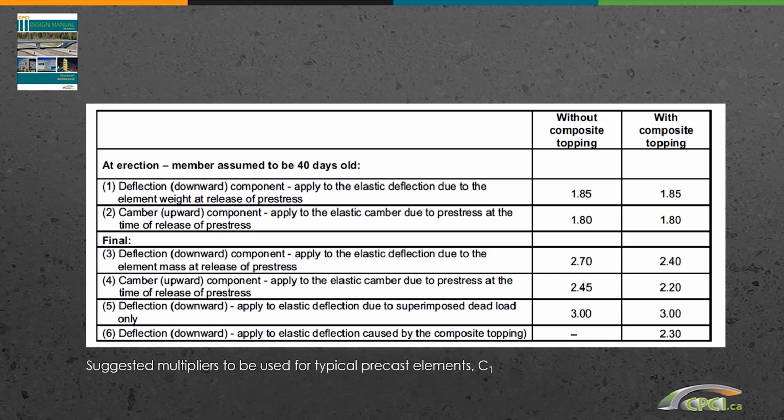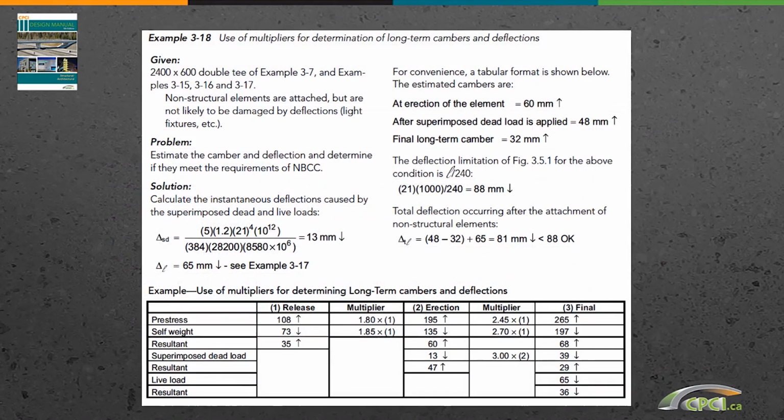I'll go through an example real fast now. We have a pre-stress camber upwards. We have self-weight deflection downwards. That gives me this value here, which is the total deflection. Actually, it's upwards at release. At erection, this value here needs to be multiplied by 1.8. That gives me the camber upward due to pre-stressing at erection. This here will give me the self-weight downwards, and therefore the resultant is still upwards. And add to that the superimposed dead load that we added, and it gives me this total value after erection.